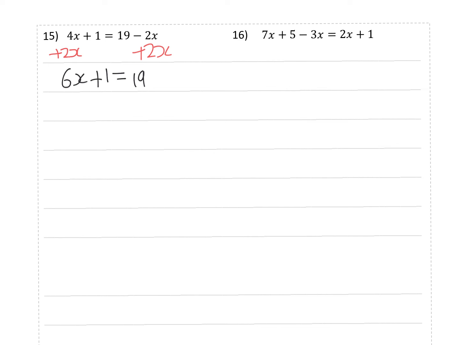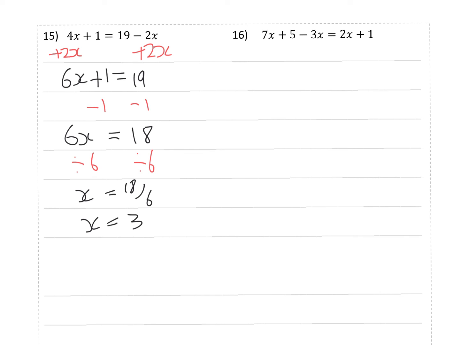6x plus 1 is 19. If I subtract 1 from both sides, that will get me what 6x is. So we now have 6x instead of 6x plus 1. We've taken off the 1. On the right hand side, if we take off the 1, we get 18. If 6x is 18, we divide through by the number of x's, which is 6. And we get that x is 18 over 6, or x is 3.